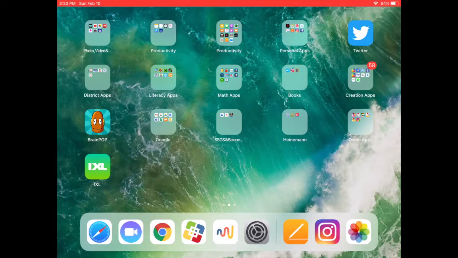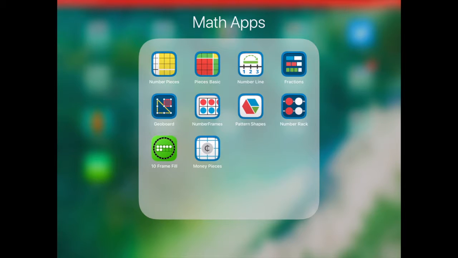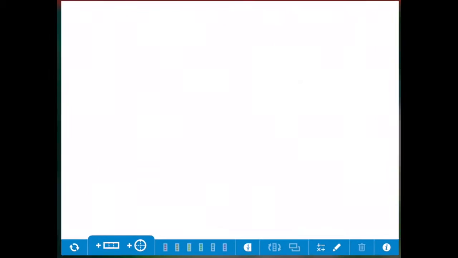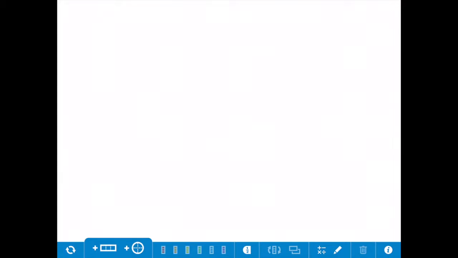Hi everyone. On this screencast, I'd like to take you through one of the apps from the Math Learning Center suite that can help you with bar models, both for your instruction and for students' practice. If I open up my Math Apps folder on my iPad, it's the fractions one in the top right. We'll tap on that. And at the bottom, you'll notice the blue toolbar, and there are a lot of nice features in there.